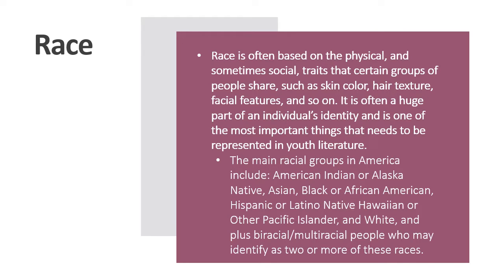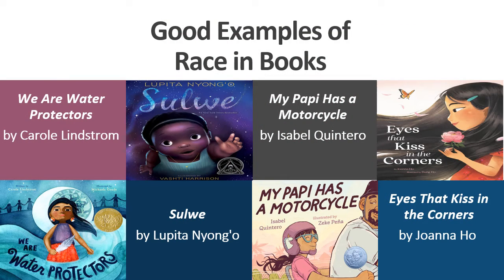The main racial groups in America include American Indian or Alaska Native, Asian, Black or African American, Hispanic or Latino, Native Hawaiian or other Pacific Islander, and white, plus biracial/multiracial people who may identify as two or more of these races. Here are a few good examples of how different races can be depicted in children's books.